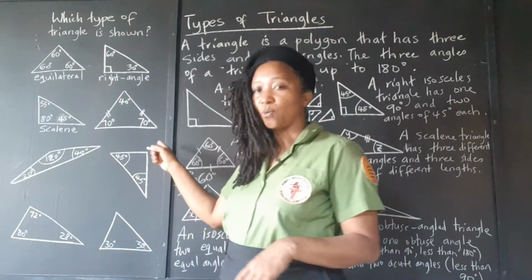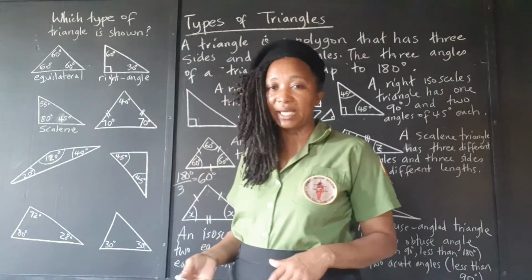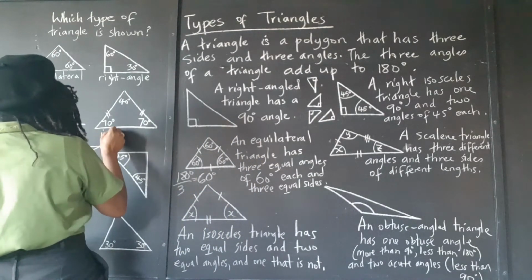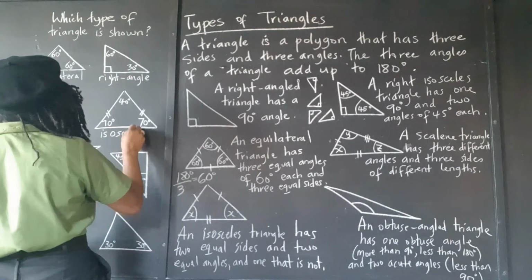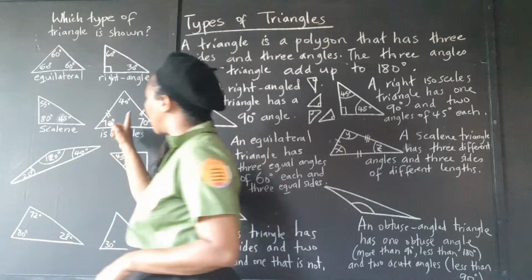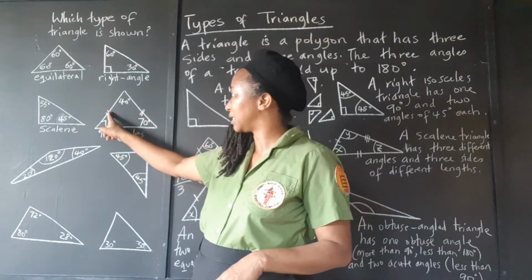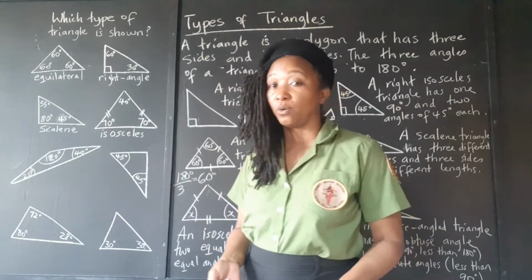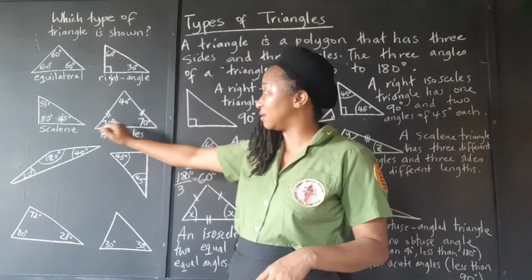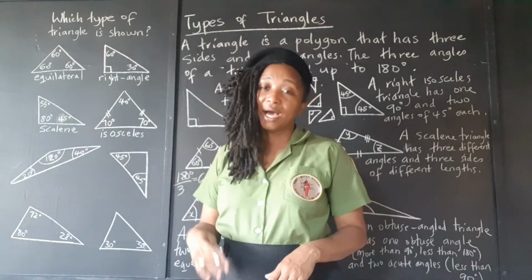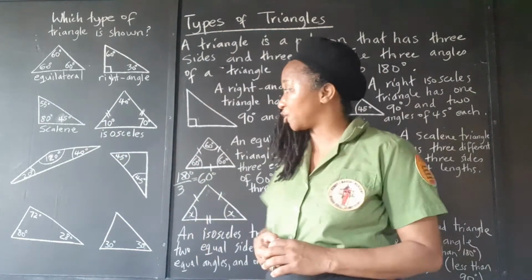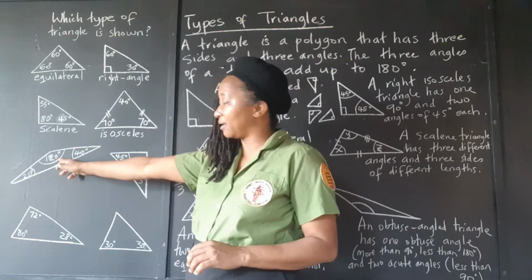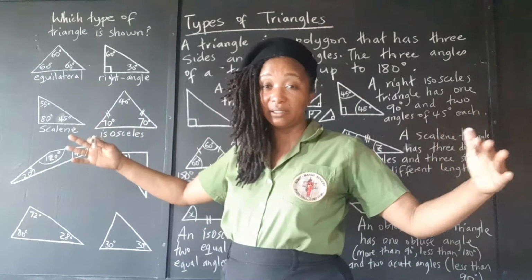70 plus 70 is 140, plus this 40, 180. But we could have told from a long time ago, just looking at it, because we're given the clues. These strokes tell us that those lines are equal, which would mean these two angles must be equal, and that's an isosceles triangle.